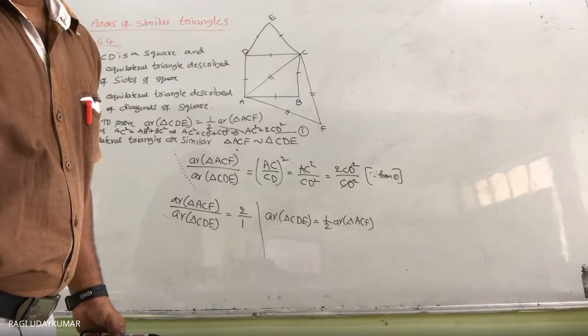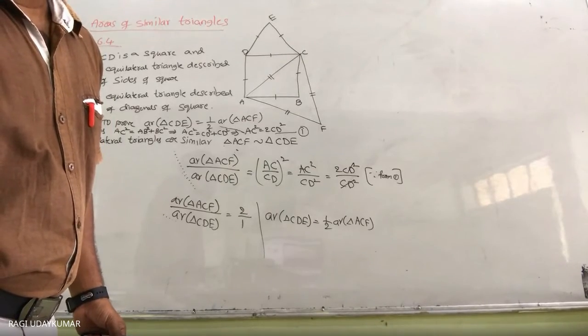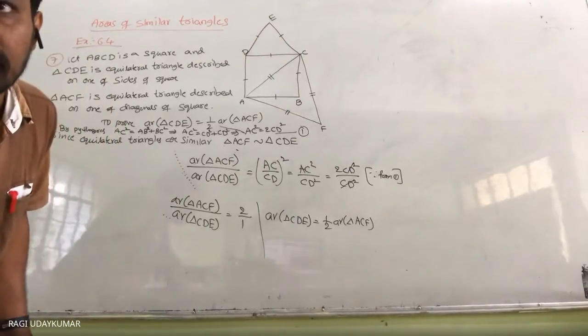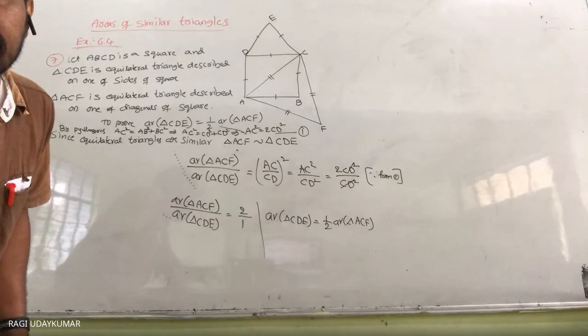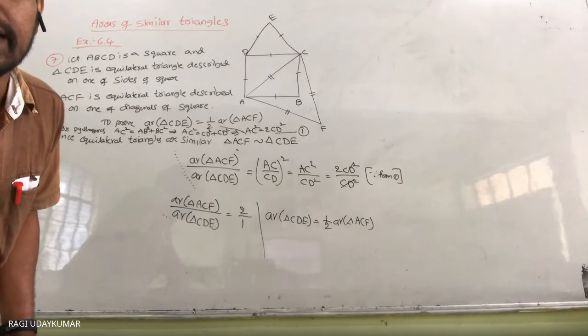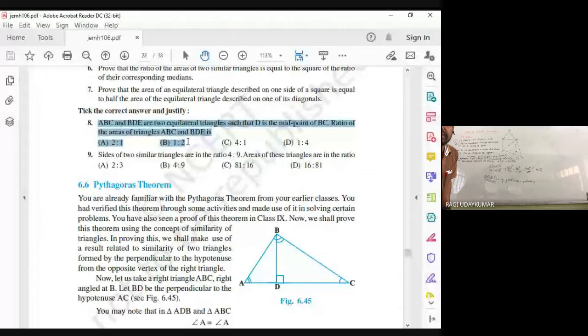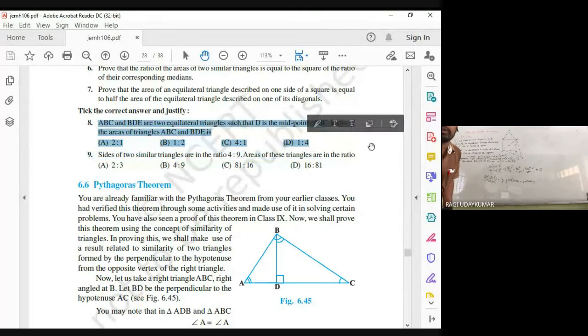Now the 8th and 9th problems are very simple. Once you see the question, you can immediately get the solution. The question says A, B, C, D, E are the triangles. It is an objective type of question, but you still need to solve it a little bit. Otherwise, you are not going to get it.